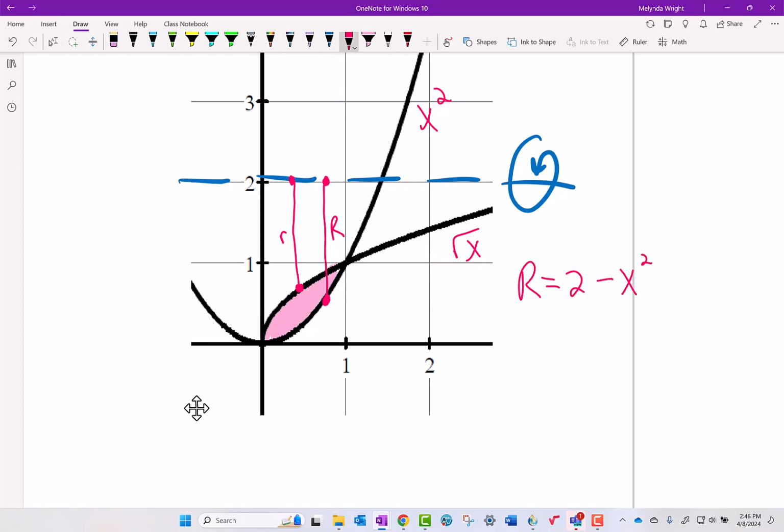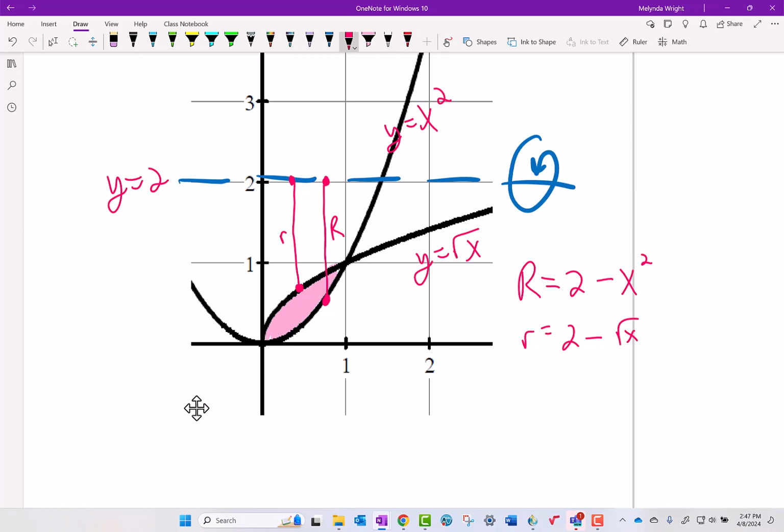Okay, so I'm going to pause there for a second and make sure we're okay. Big was 2, so this is y equals 2, and this is y equals square root of x, and y equals x squared. That's what those are. So I go from 2 to x squared for the biggest radius. The little one is going to be what? 2 minus square root of x. Yeah, that's the little one. 2 minus square root of x.